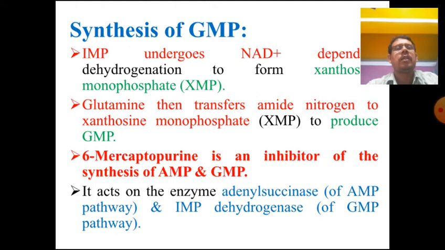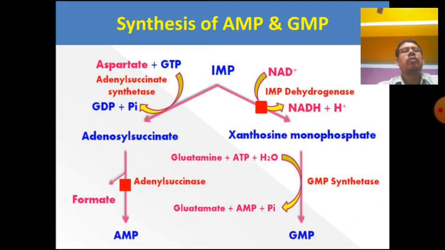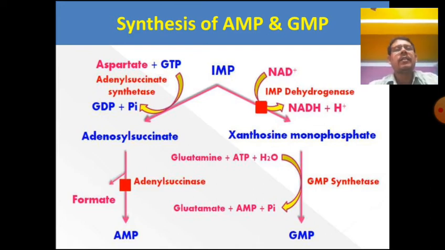6-Mercaptopurine is the inhibitor of AMP and GMP synthesis, and that's why it is used as one of the most important anti-cancer drugs, to inhibit the synthesis of AMP and GMP in case of viral DNA or cancer cells. It acts on the enzymes adenylosuccinase in the AMP pathway or IMP dehydrogenase. So this is the pathway of how AMP and GMP are produced. IMP, in the presence of aspartic acid and adenylosuccinate synthase, is converted to adenylosuccinate. This adenylosuccinate is converted to AMP, that means adenosine monophosphate.